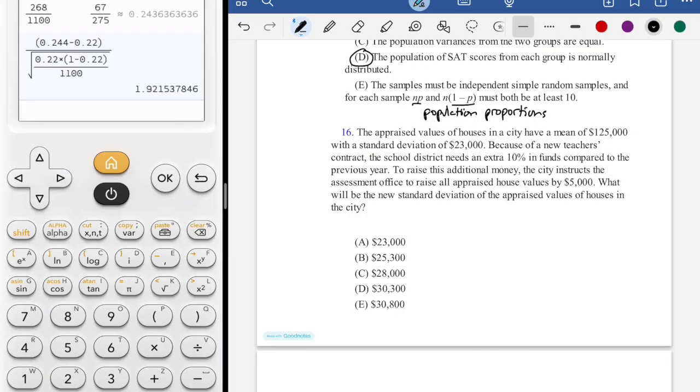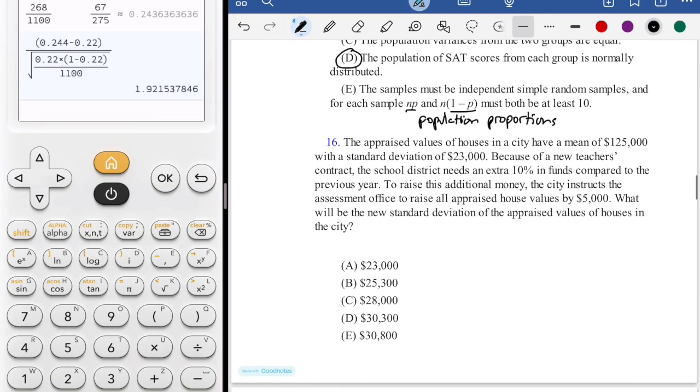16. The appraised values of houses in the city have a mean of 125,000 with a standard deviation of 23,000. Because of a new teacher's contract, the school district needs an extra 10% in funds compared to the previous year. It's kind of a dated problem, I think. To raise this additional money, the city instructs the assessment office to raise all appraised house values by 5,000. What would be the new standard deviation of the appraised values in the city? It's not going to change anything, right? Because they're asking about the standard deviation.